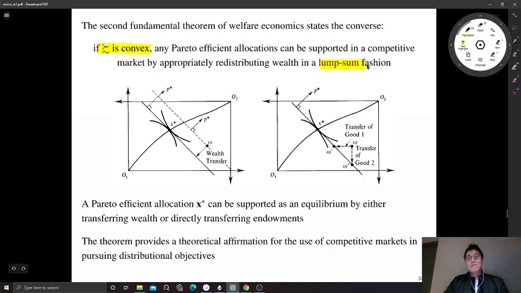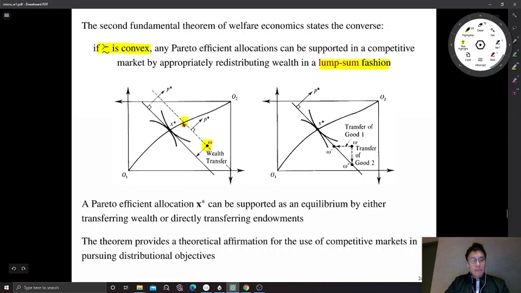Lump sum fashion means it is not distortionary. You can think of labor income, so it does not affect prices. So here is one example of the second welfare theorem. Here is the initial endowment omega. If the government lets the market work, then the equilibrium allocation is going to be here.